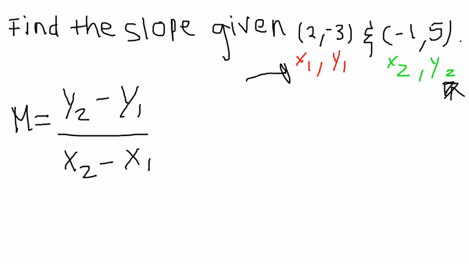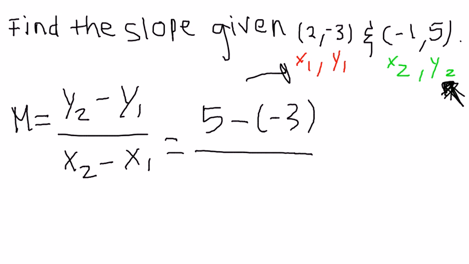So let's go ahead and try to plug it into this formula. So what's y2? y2 is right here, and it is 5. Now we're going to do minus, and you're minusing negative 3. So don't forget, it's not minus 3, it's minus negative 3. So it's really important that you make sure you plug it in correctly. x2 is negative 1, so let's put negative 1. And minus x1, x1 is 2.